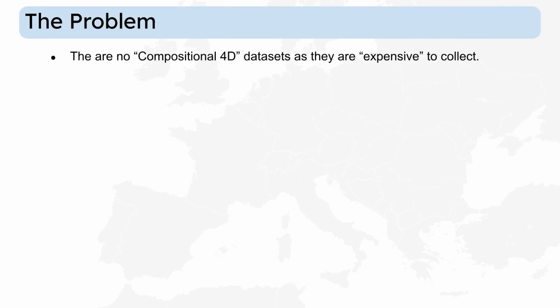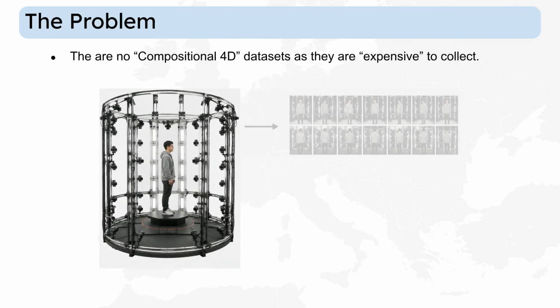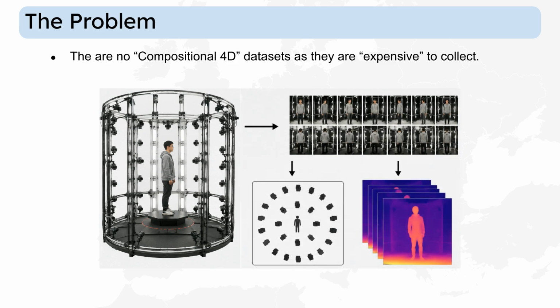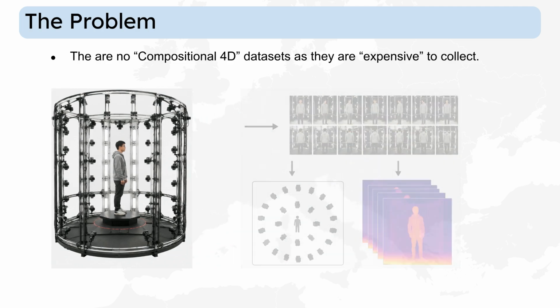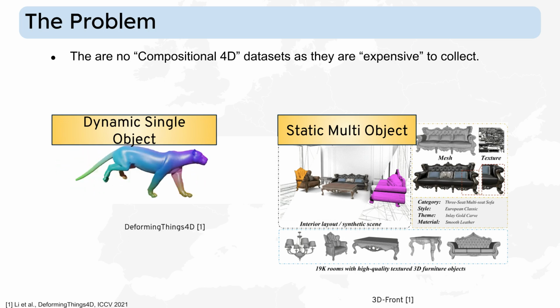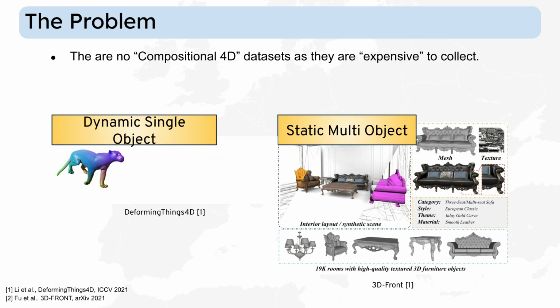Here's the core difficulty. Compositional 4D data simply doesn't exist at scale. Capturing multiple dynamic objects simultaneously with ground truth 4D annotation requires controlled multi-camera rigs, motion capture systems, or carefully simulated environments. It's prohibitively expensive. What we do have is plenty of static multi-object 3D scenes and plenty of single-object 4D animations. COM4D is built entirely around this constraint.